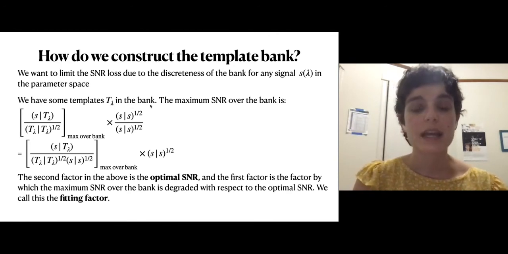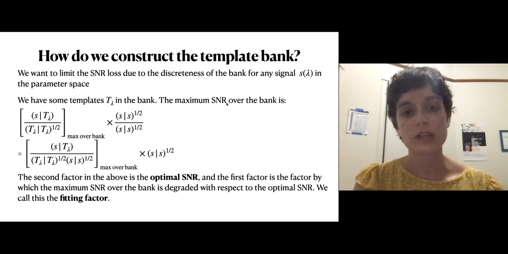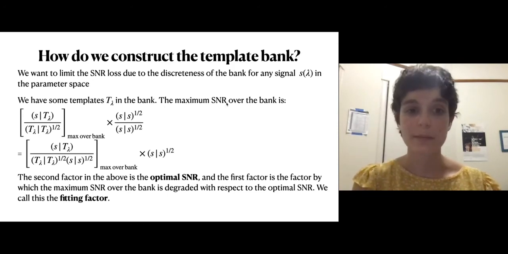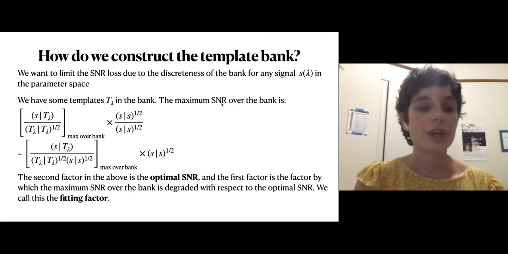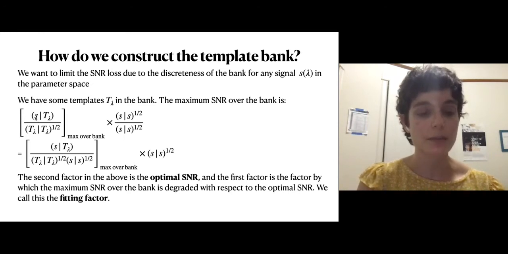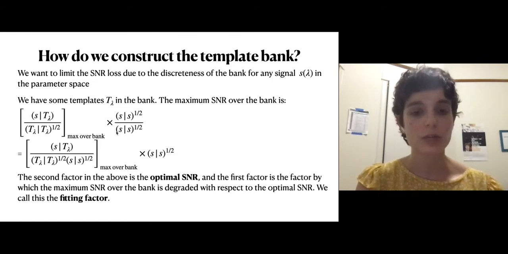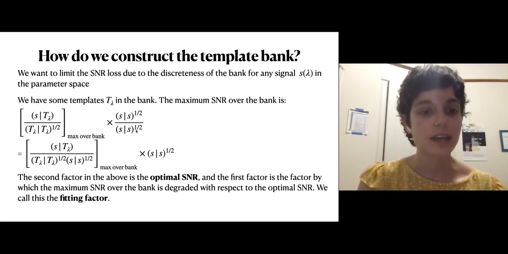We have these templates, and the maximum signal to noise ratio that we get over all those templates in the bank, we can write that in terms of this, which is just the definition of the signal to noise ratio between our data stream S and our template. The maximum of this over the bank, here we're just multiplying by a constant, same in the numerator and the denominator. And we're just moving one of these factors of the inner product between s and itself and the square root of that into the denominator here.